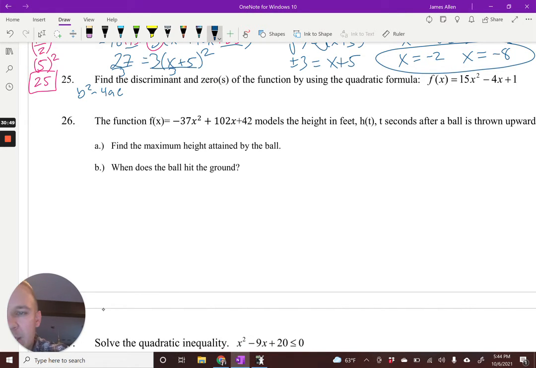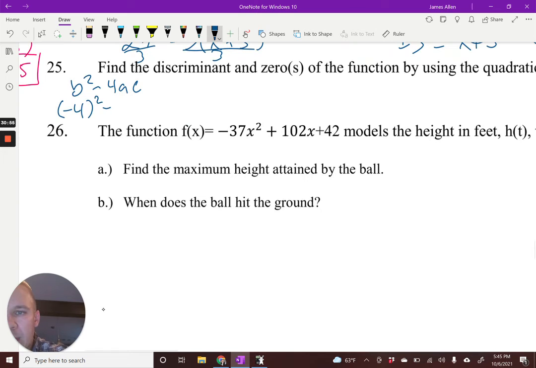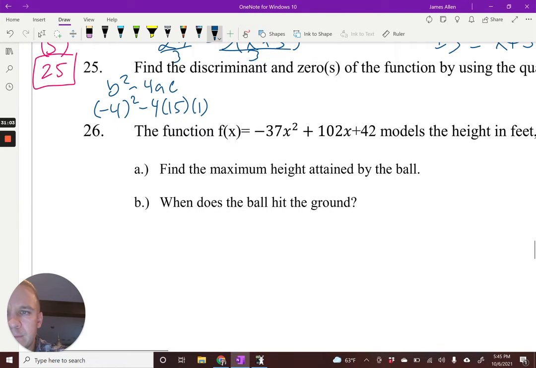So my discriminant is negative 4 squared minus 4 times 15 times 1, right? It was 15 and 1. Beautiful. So that's going to be 16 minus 60, which gives me negative 44. Okay, so that's my discriminant.